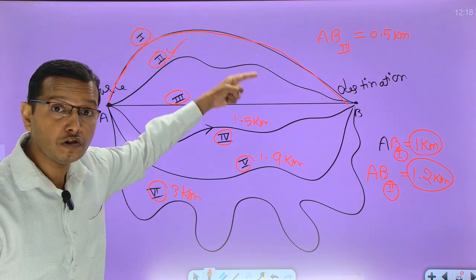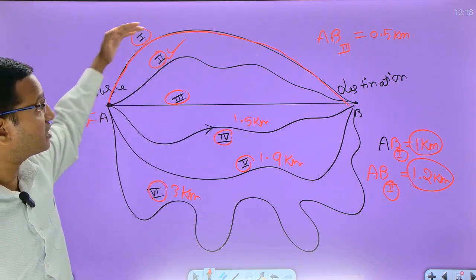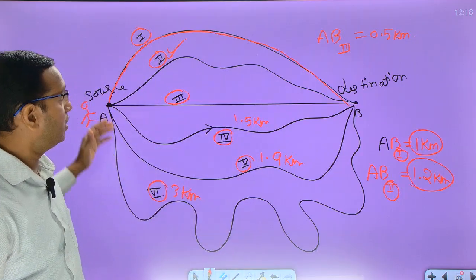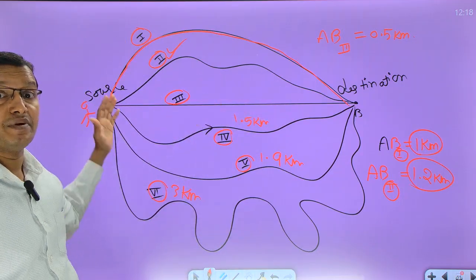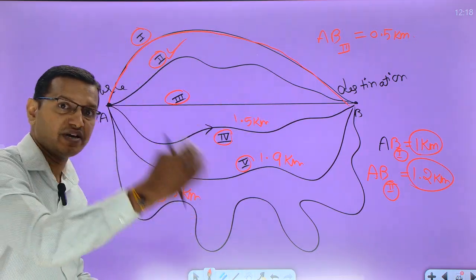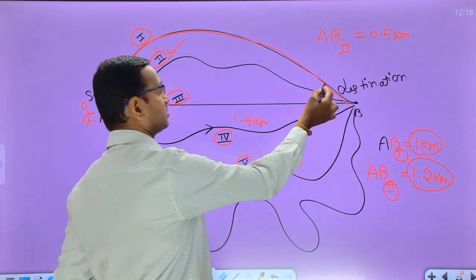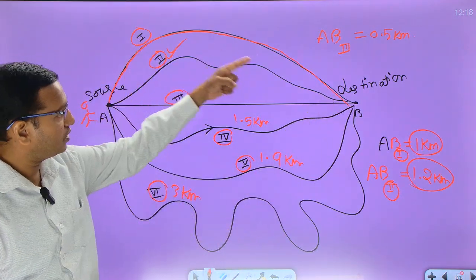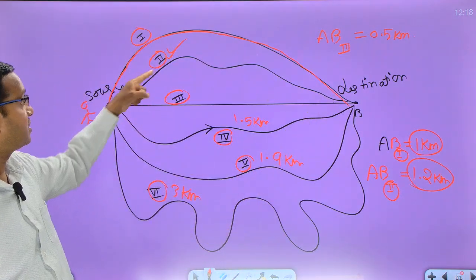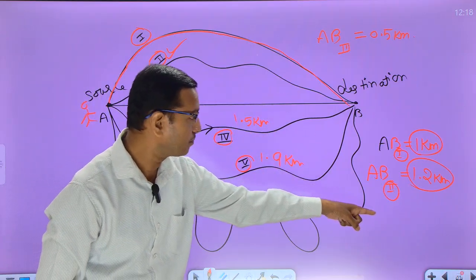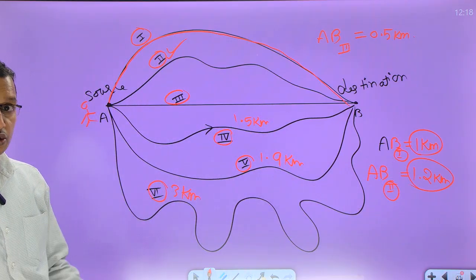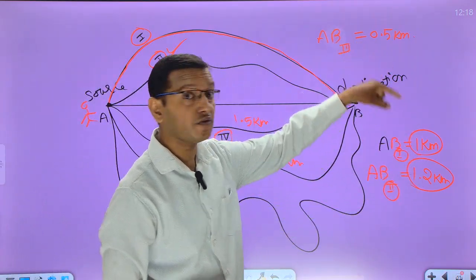Now out of all these paths, wherever the object is covering the path and measuring the entire length step by step, that is nothing but the distance. So the distance along path 1 is 1 kilometer, and the distance along path 2 is 1.2 kilometers. Remember, I'm measuring everything in terms of kilometers.